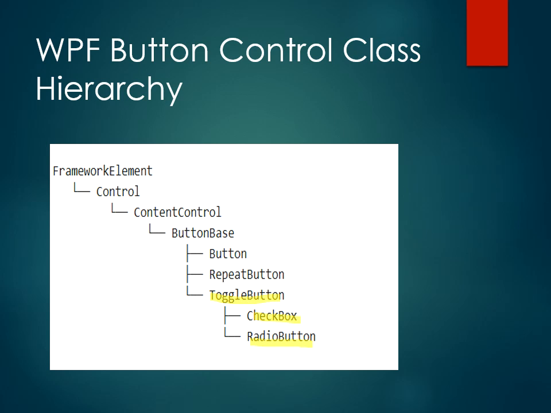And label text is grayed out when disabled. Label supports access keys. Label is much heavier than text block, so text block is lightweight. So these are some of the important questions you need to know when working on WPF.